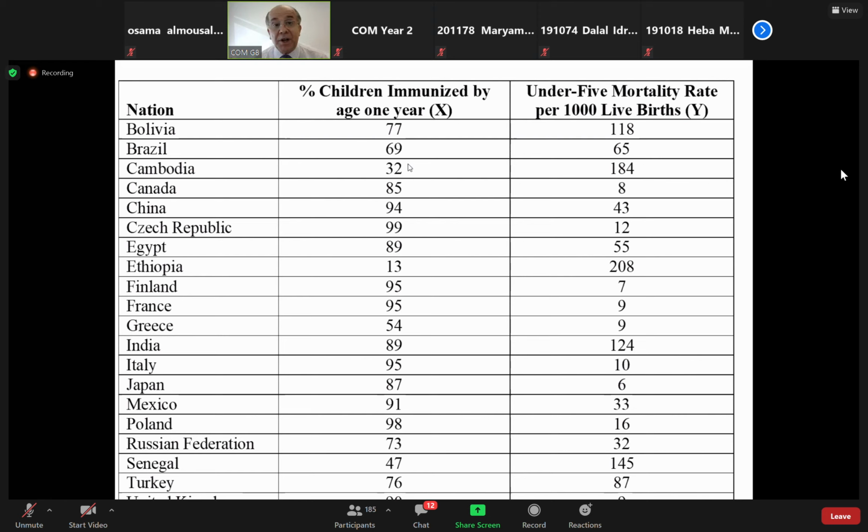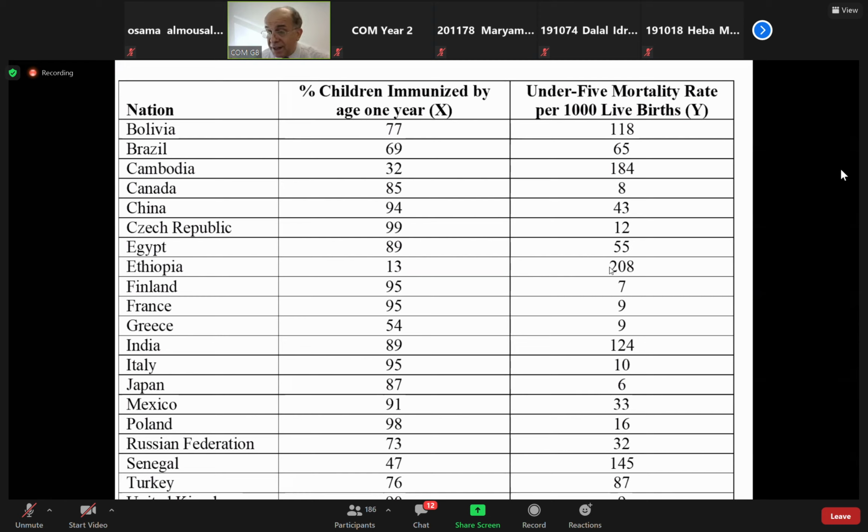So you're absolutely right. If we have a higher percentage, look at the mortality rate, and look at the 13. Usually, in this case, I advise you to look at the extreme, and that will tell you. If you have such a high immunization, you get such low mortality. If you have the lowest immunization rate, which is 13, look at the mortality.